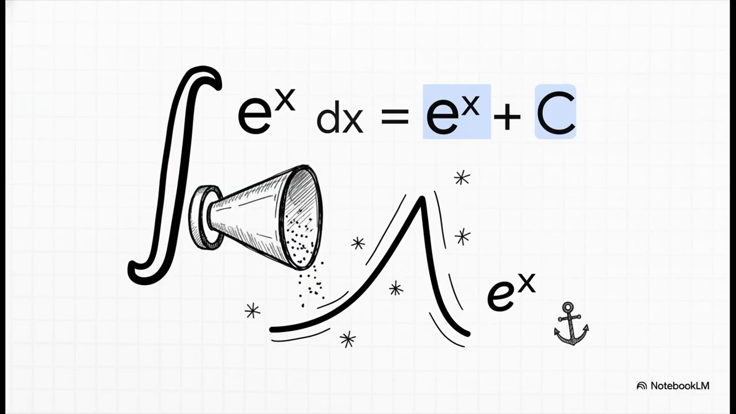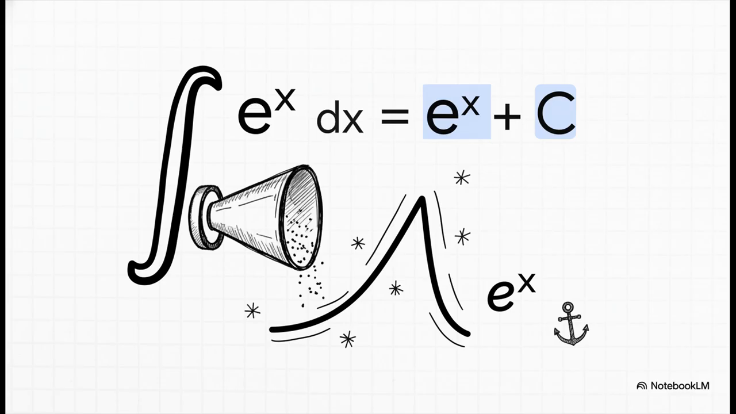And here it is, the formula in all its elegant simplicity. Don't let how short it is fool you. This is powerful. The integral of e to the power of x is just e to the power of x plus a constant. This function is totally unique. Its rate of growth at any given moment is equal to its size at that same moment.